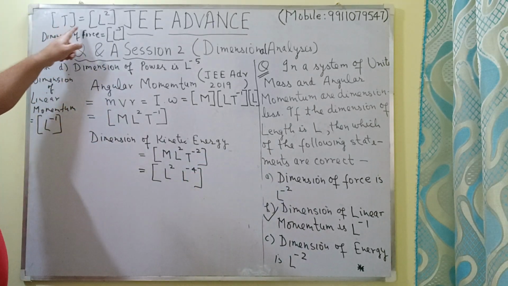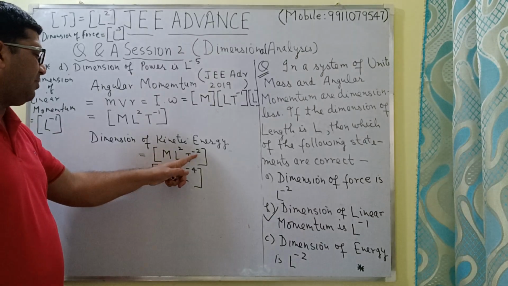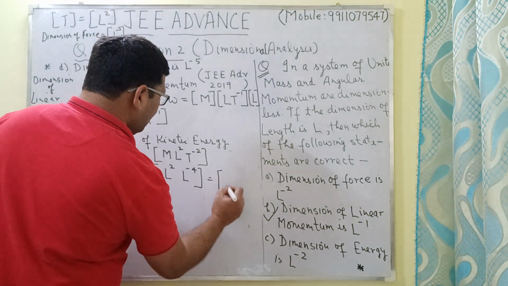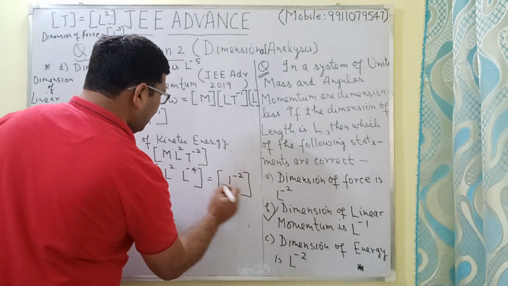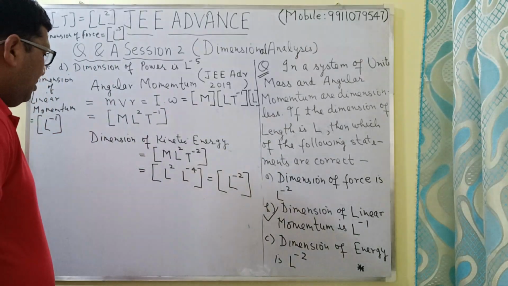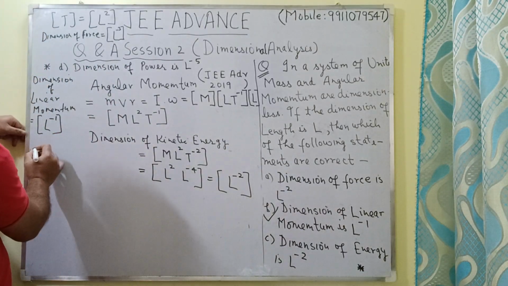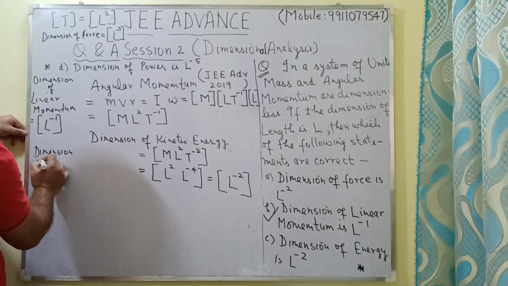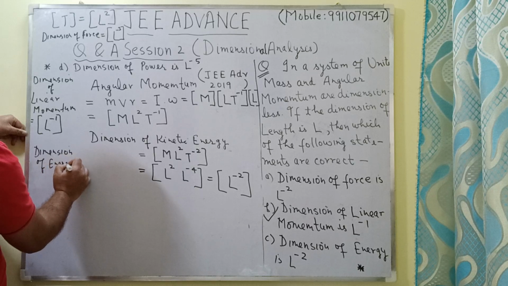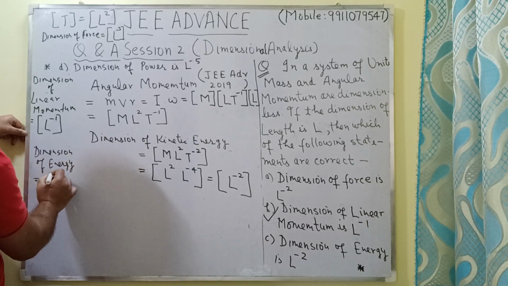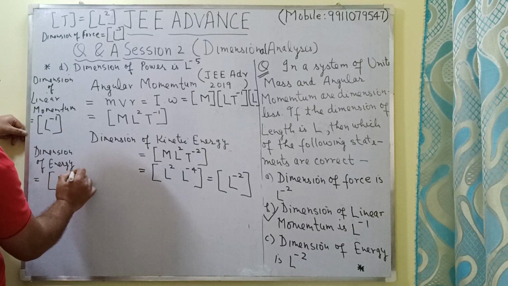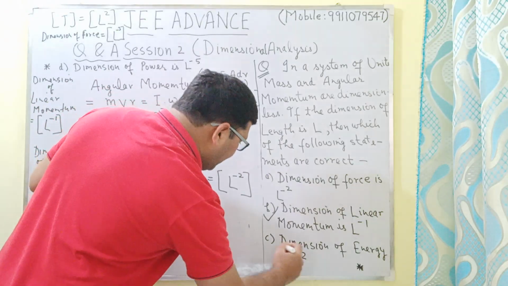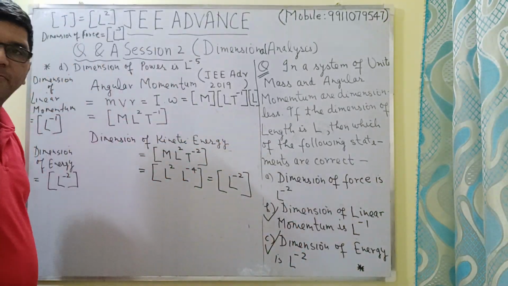Okay, the dimension of T is equal to L square. So the dimension of T to the power minus 2 will be equal to L to the power minus 4. So this is equal to L minus 2. So the dimension of kinetic energy, or you can say the dimension of energy, will be equal to L minus 2. Okay? So the dimension of energy is L minus 2. So this third option is also correct.